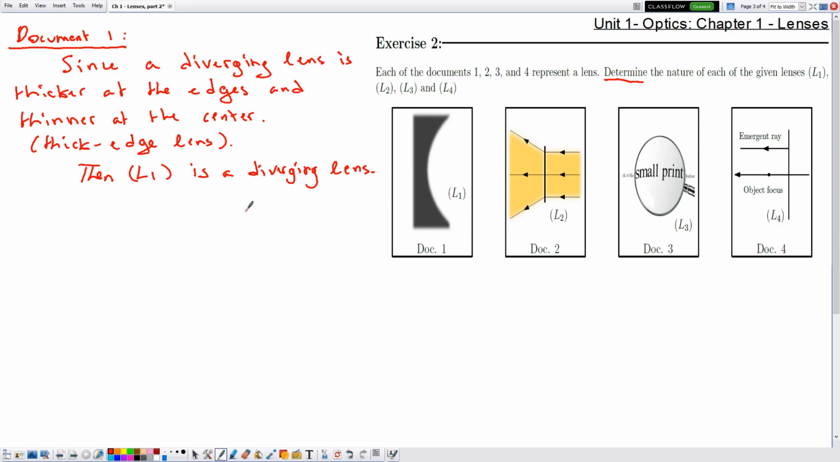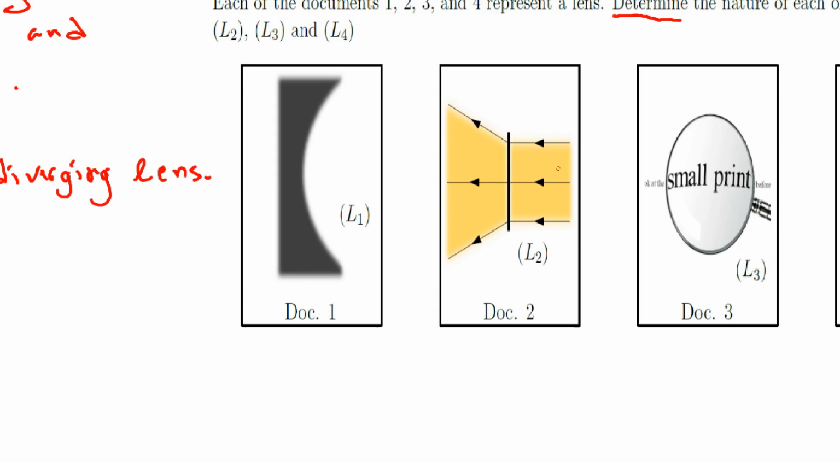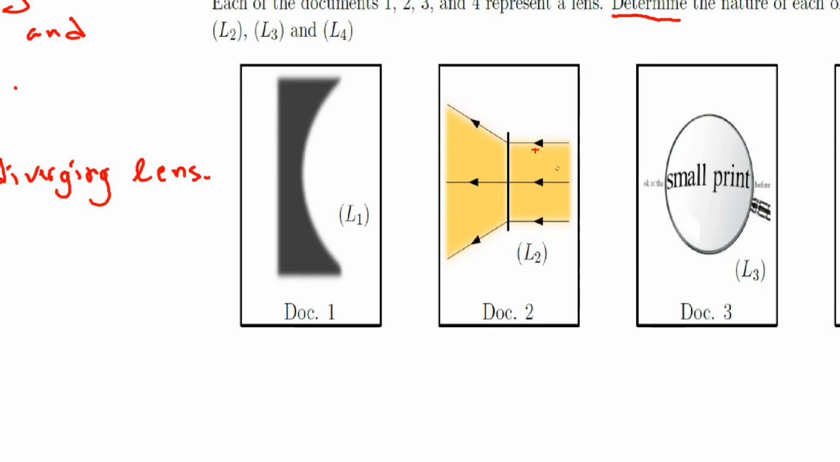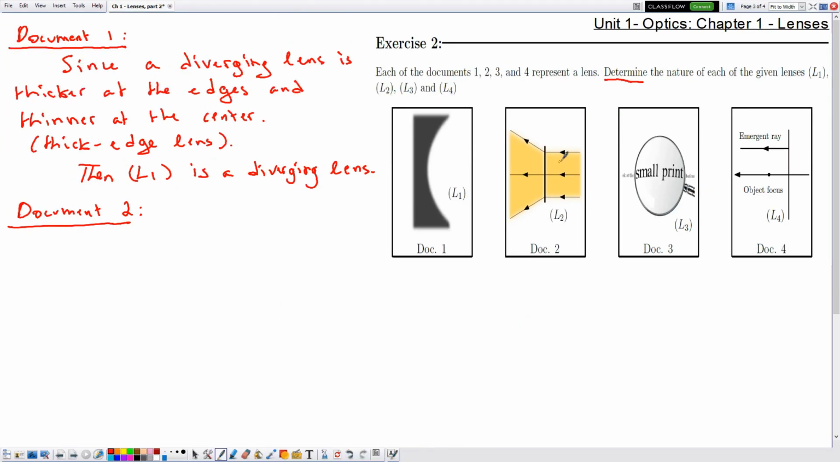Let's move to document 2. Okay, in document 2 they gave me a lens L2. These arrows indicate that the direction of propagation of light is from left to right. Notice that this beam emerges from the lens as a diverging beam, and we know that when the emergent beam is a diverging beam, then the used lens is a diverging lens.